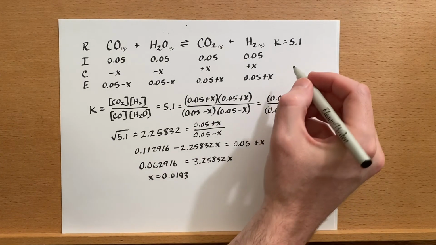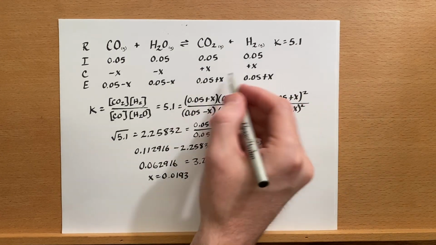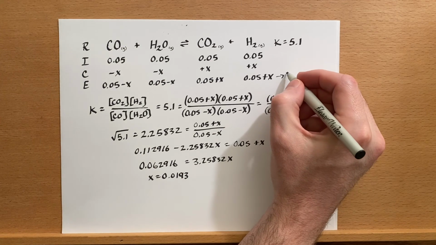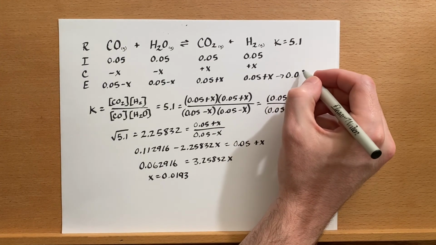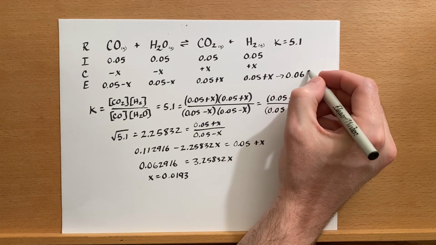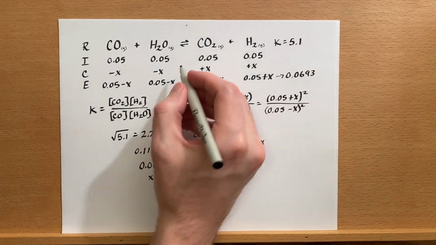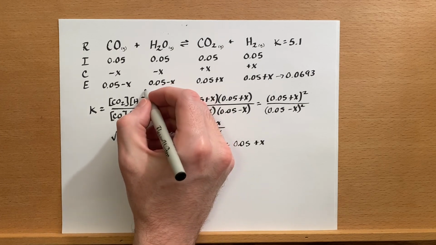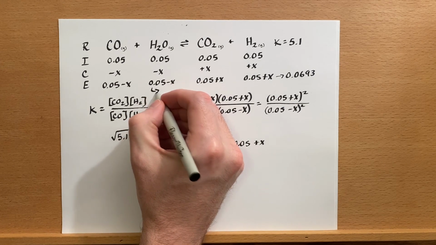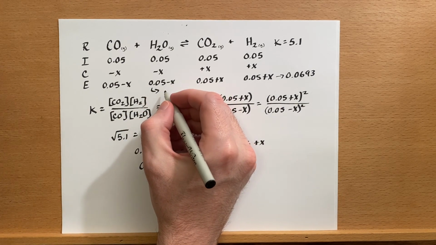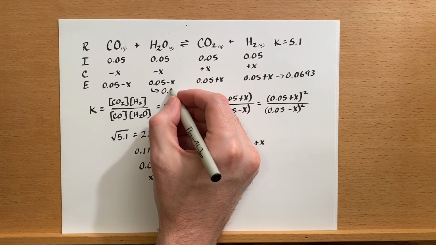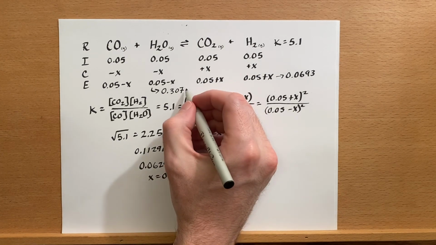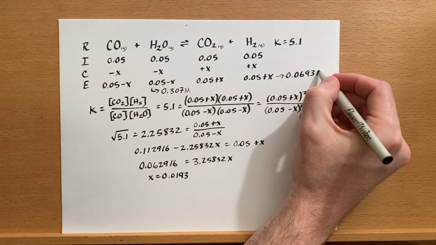So if I do that, I should get, for both of these, since they're the same value, 0.0693. And for the carbon monoxide and water, I should get 0.307. And these are all molarities. So molar, molar.